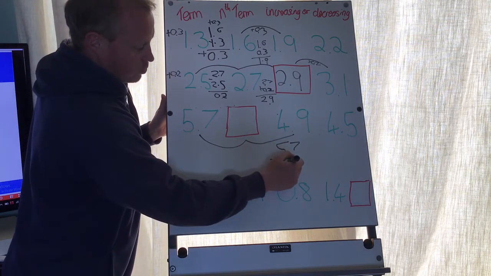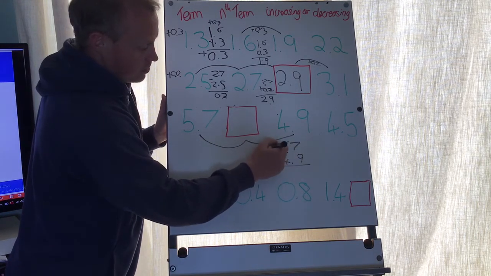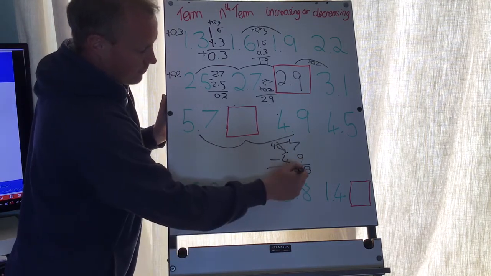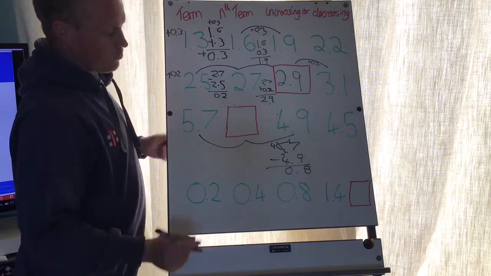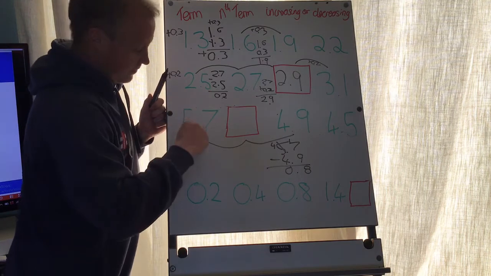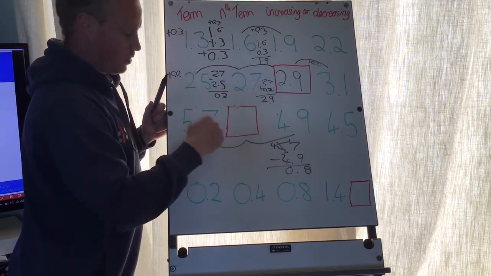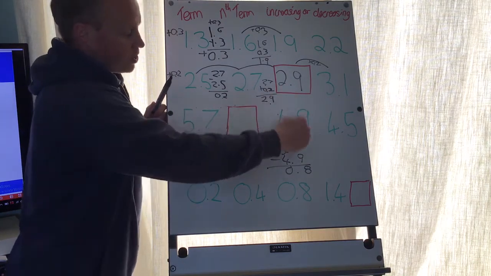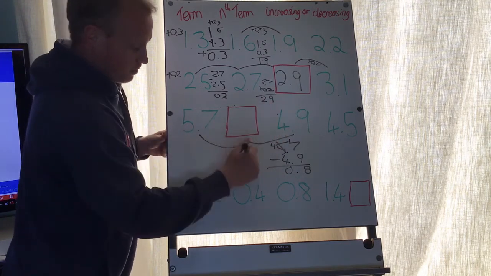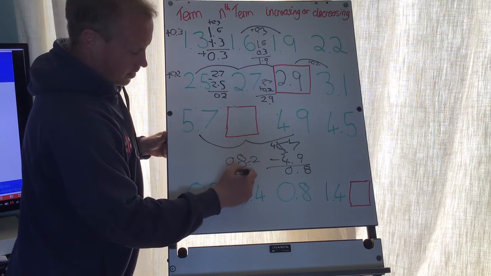5.7 subtracted by 4.9. 7 take away 9 you can't do, so I have to exchange. 17 take away 9 is 8. 4 take away 4 is 0, and don't forget your decimal point. This time the difference is 0.8 and that covers all the way down to this number. But we've got a halfway point, a step in the middle, so it's 1, 2. So this 0.8 actually accounts for 2 jumps, so we need to divide it by 2. So 0.8 divided by 2 is 0.4.